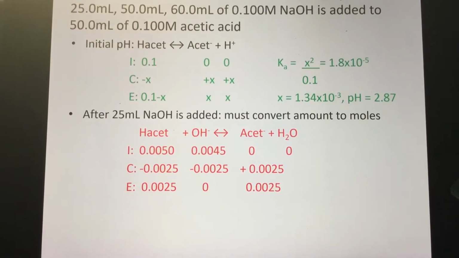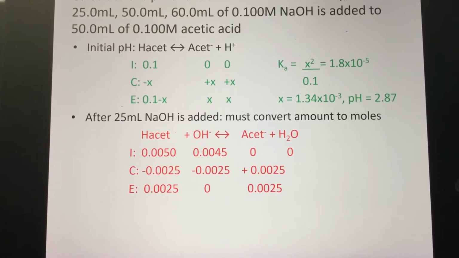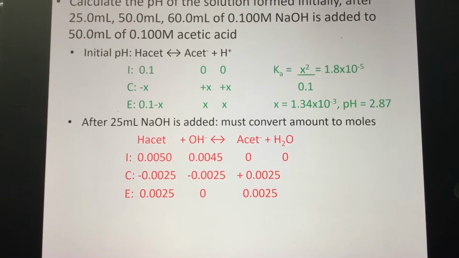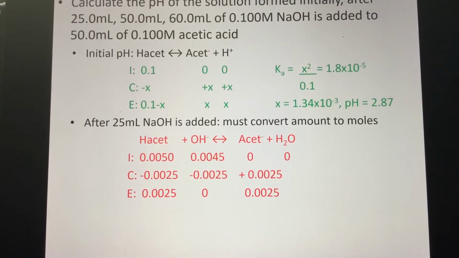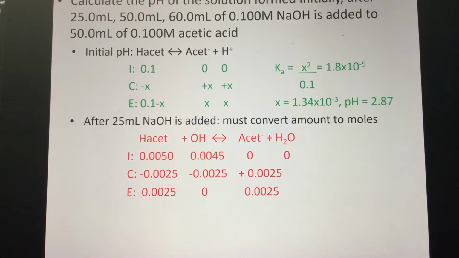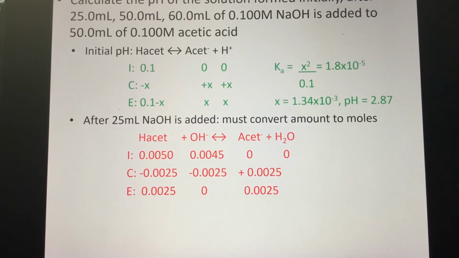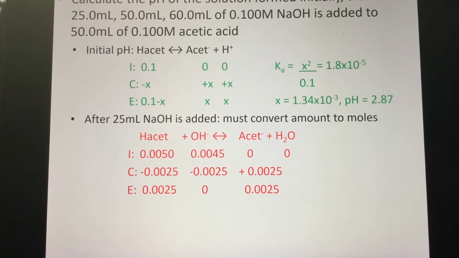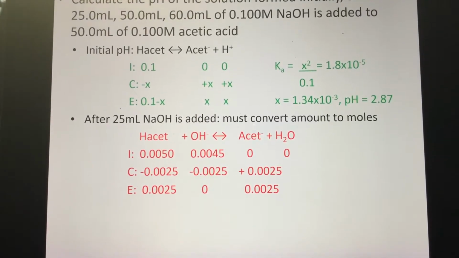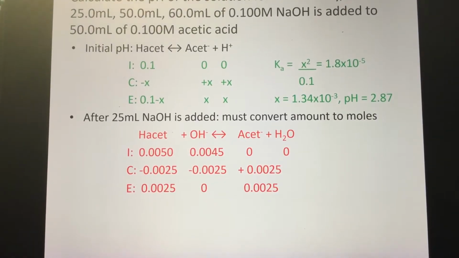So setting up our ice table for the reaction that's going on now. As we add hydroxide ion, sodium is just a spectator ion, so we don't care about that. The hydroxide ion is going to react with the weak acid and form water with the hydrogen ion of the weak acid, and that will create the weak conjugate base, acetate ion.